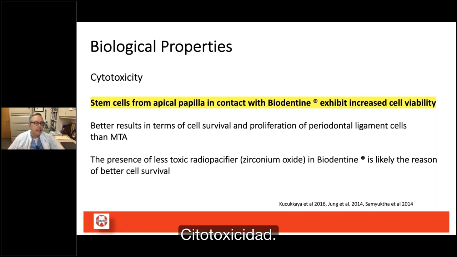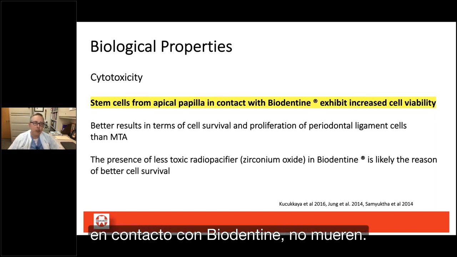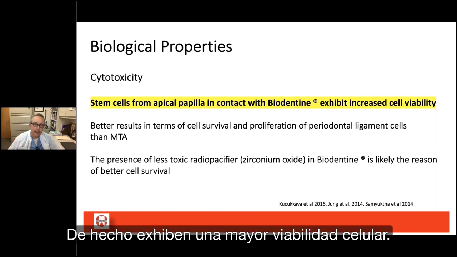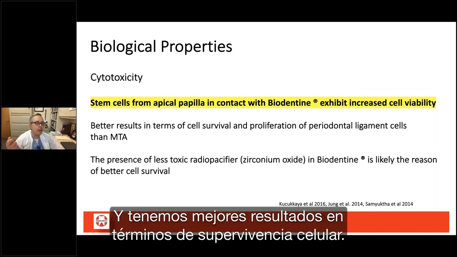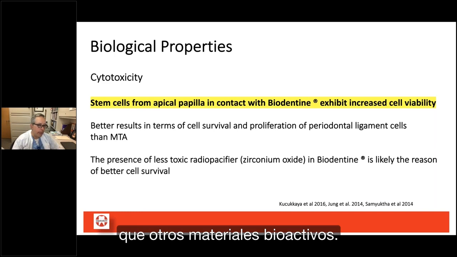Cytotoxicity. Stem cells from the apical papilla in contact with Biodentine don't die. They actually exhibit increased cell viability. And we have better results in terms of cell survival and proliferation of periodontal ligament cells than with other bioactive materials.